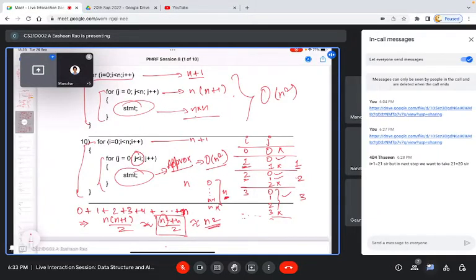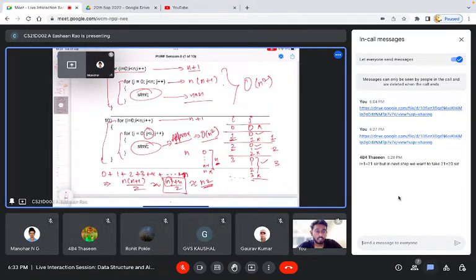So I think we have a question. Okay, i plus 1 equal to 21, but in the next step we want 21 plus 20. Okay, so I think you're talking about the earlier function.